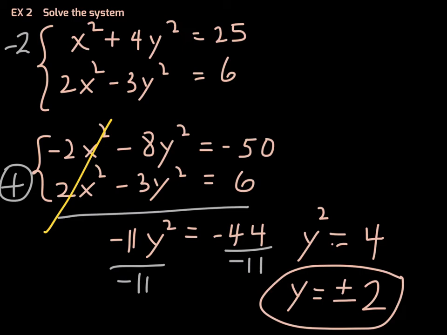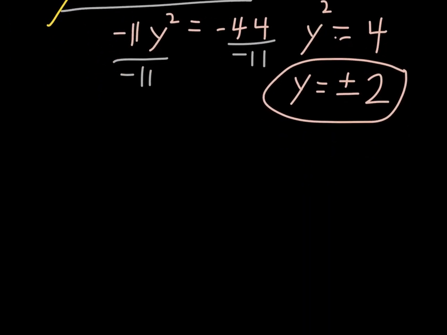I suggest you plug in each of these y values into one of these equations. I'm going to go for the first equation, okay? I'm going to plug them in here. x squared plus 4y squared is 25.